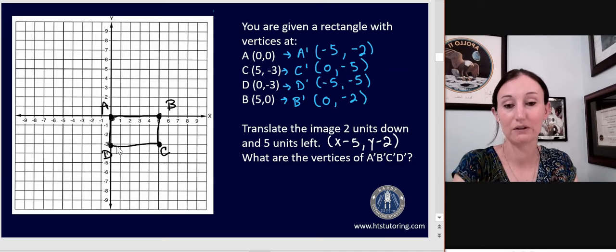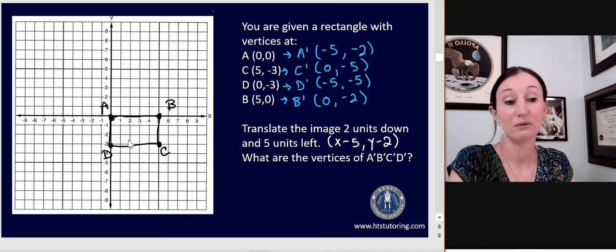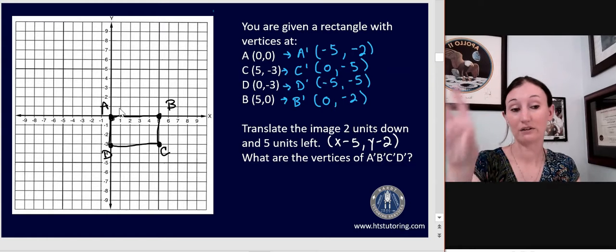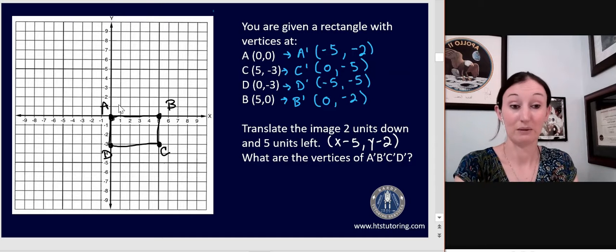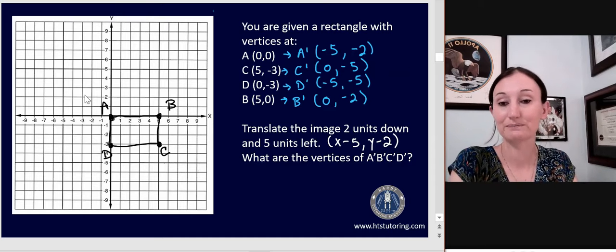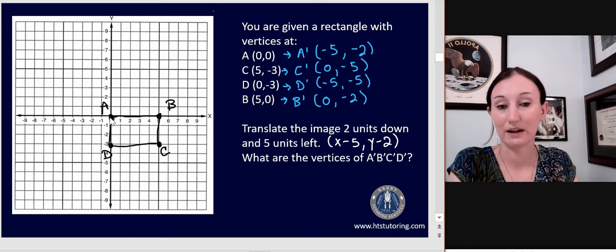So now what I'm going to do is go through the counting method on the graph and then compare the vertices that I get on the graph with the vertices that I algebraically figured out and make sure that they match. Okay, so let's try that. So let's count. A, we want to go over 5, down 2. So 1, 2, 3, 4, 5, 1, 2. Okay, there's my A prime.